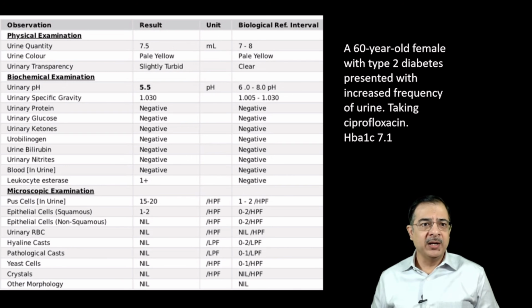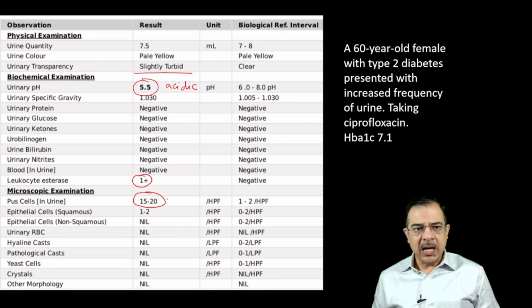A 60-year-old female, type 2 diabetes, increased frequency of urine. Patient is taking ciprofloxacin already for urine infections. HbA1c is 7.1. Now look here, pH is 5.5. So pH is on an acidic side. Grossly it was turbid, could be because of the high pus cells. Now the leukocyte esterase is 1 plus, and pus cells are 15 to 20. So that means it is most likely the urine infection which is leading to these findings. Squamous epithelial cells are 1 to 2, so this is not a contaminated sample. Non-squamous epithelial cells are also nil.